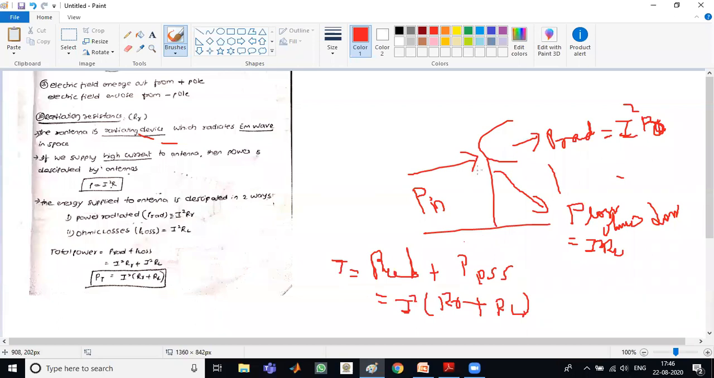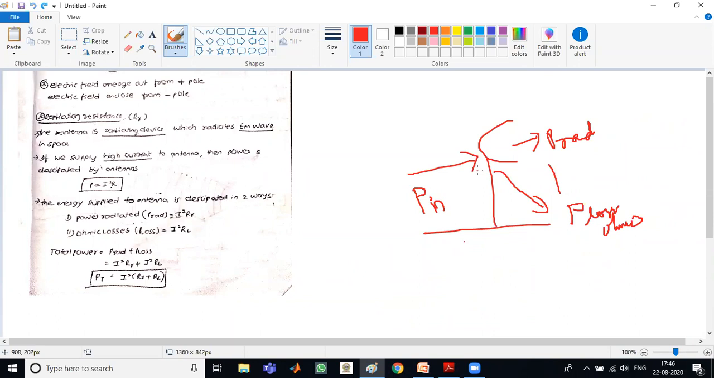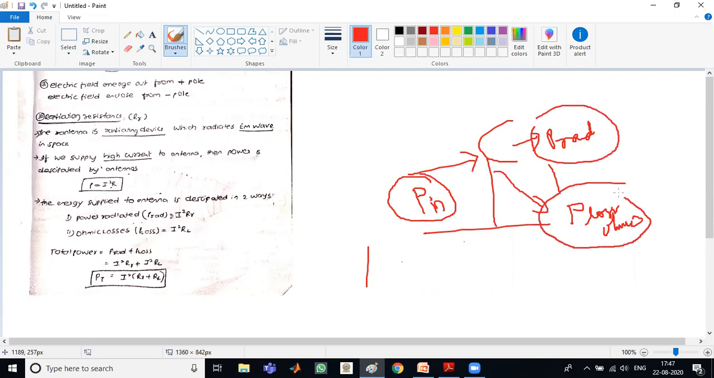Just consider the antenna. You are given the input power, and this is the radiated power, and this is the loss of power. The radiation resistance is that which radiates electromagnetic waves in space. This is the concept of radiation resistance.